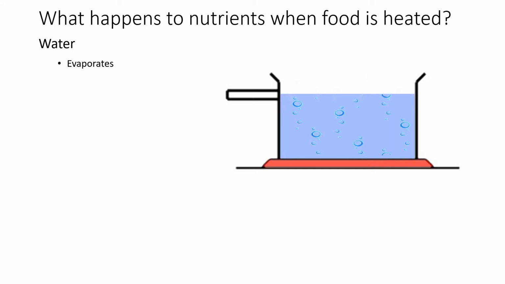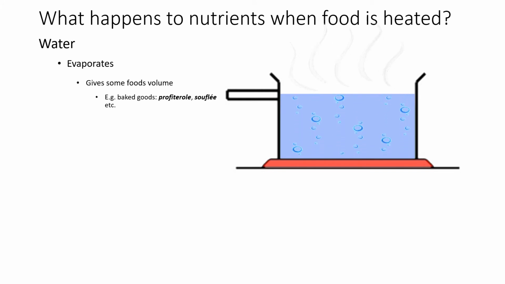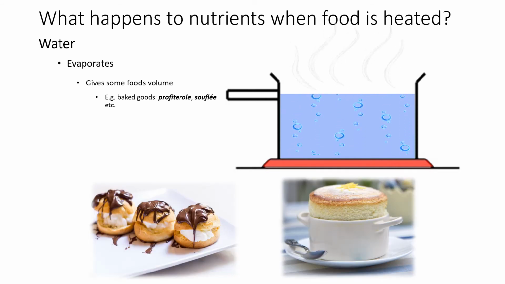What the evaporation does is it allows us to get volume in food. It causes food to rise. When you think about something like profiteroles or souffle, we kind of capture water inside a dough or pastry, and when the water evaporates, it rises up, swells up, and causes stuff to rise. And that's how we can get these really nice and light profiteroles or cream puffs. We can get this nice souffle as a result of water evaporating.